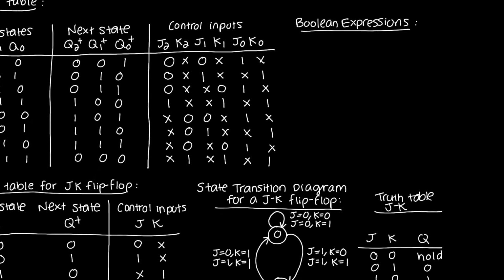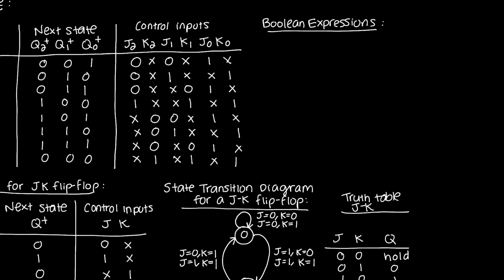And now I need to derive 6 Boolean expressions, one for each of the control inputs. So I'll start with J2 and K2. Again, I'm expressing each of my control inputs in terms of the present state.